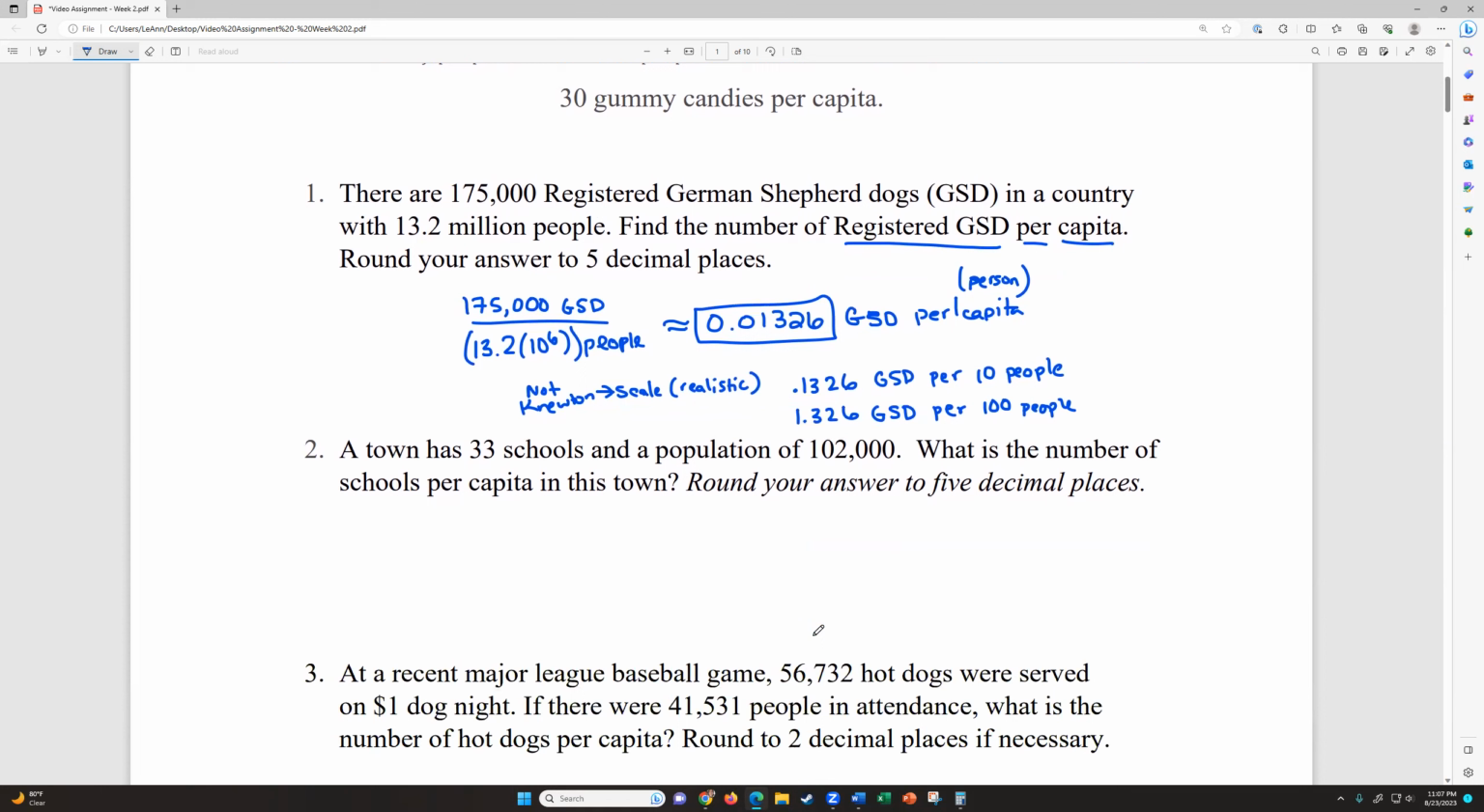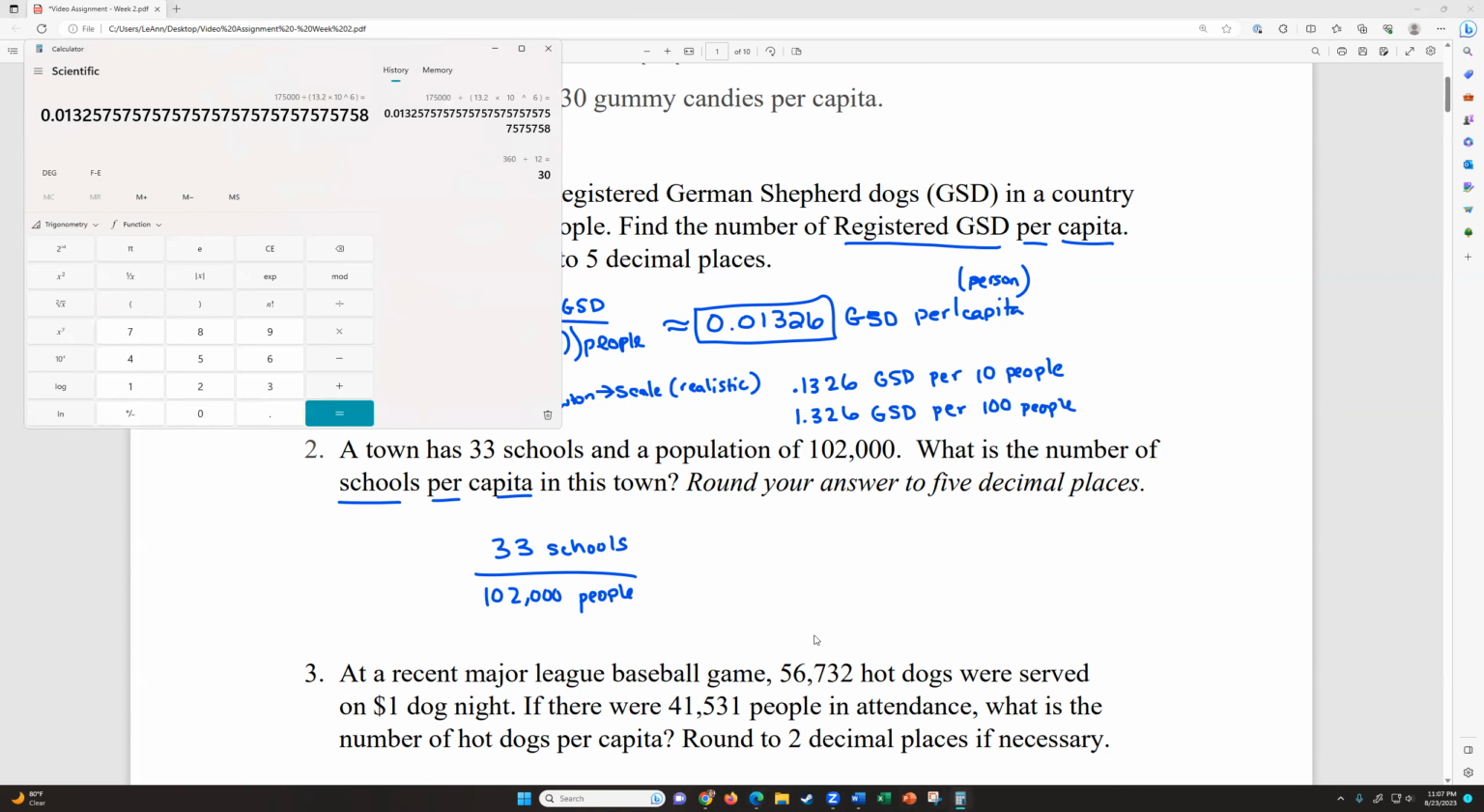So let's look at this next one. It says a town has 33 schools and a population of 102,000. What is the number of schools per capita in this town? So we're going to be doing 33 schools divided by 102,000 people. Where the per capita is per person. So I'll take my calculator and we'll divide that. So 33 divided by 102,000.